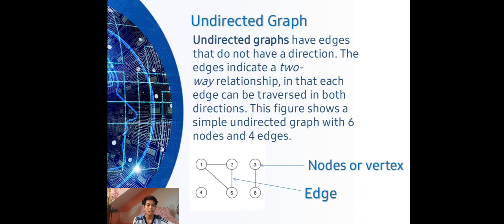So the difference between the two graphs, the directed graph and the undirected graph, is that the directed graph has direction, while the undirected graph does not have a direction. And also the directed graph indicates one-way relationships, while the undirected graph indicates two-way relationships.